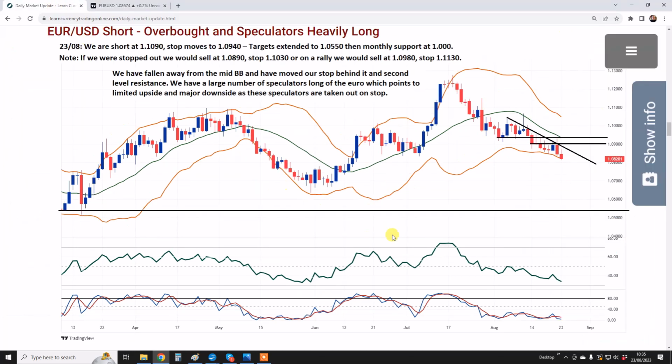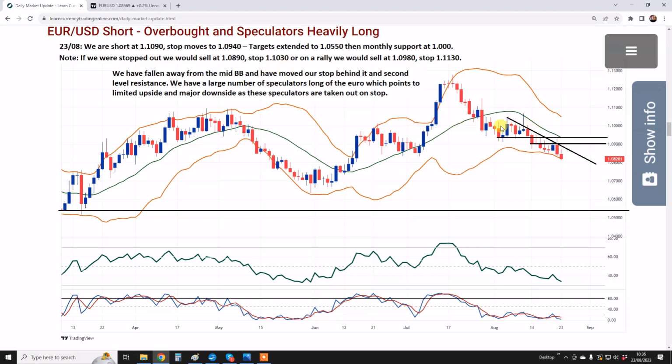Now, in terms of our stop is here, okay? If we go above 109 and then we're stopped out, you can see what we're going to do. We're going to go 108.90 and then put our stop at 110.30. So if we go through the round number and take our stop, we'll look to sell back through it. There's always big order flow around round numbers. So come back in through 109, stop 110.30.